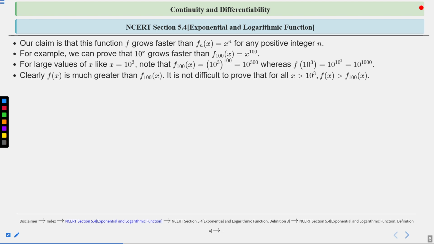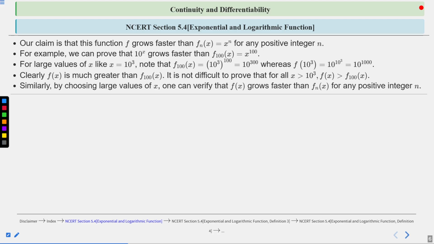So clearly f(x) is much greater than f(100x). We can say that the function f(x) is much greater than f(100x). It is not difficult to prove that for all x greater than 10 to the power 3, f(x) is greater than f(100x). We can easily prove that.